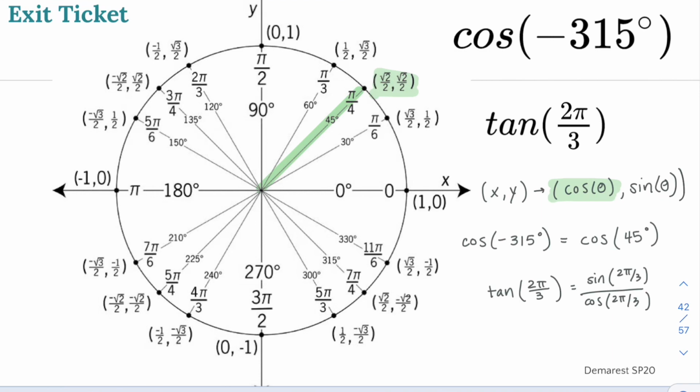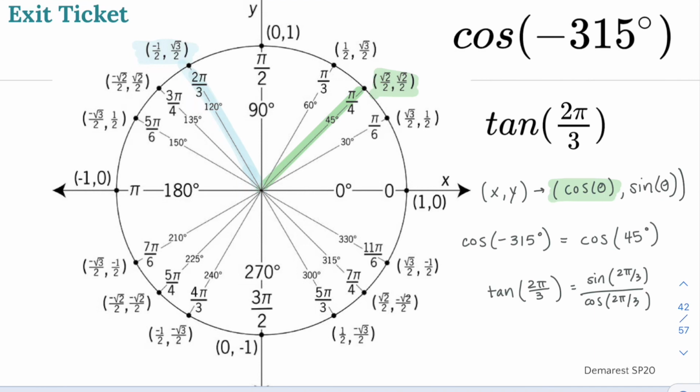So you can go to 2 pi over 3. You're looking at this ordered pair. It's going to be the sine, which is radical 3 over 2, over the cosine, which is negative 1/2. And you can simplify that fraction and you will get negative radical 3.